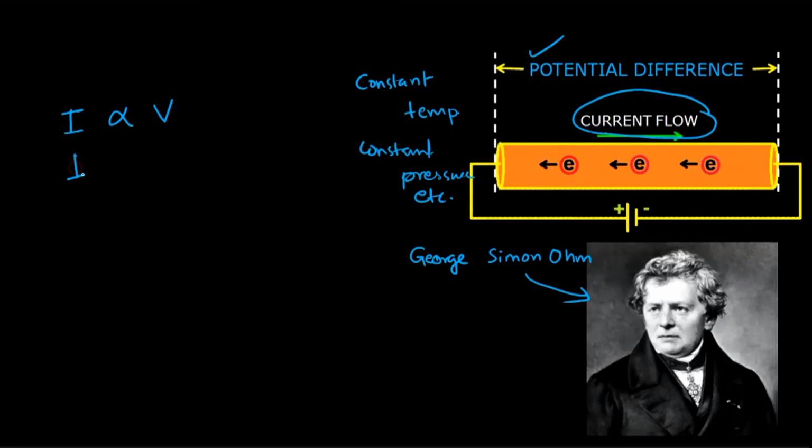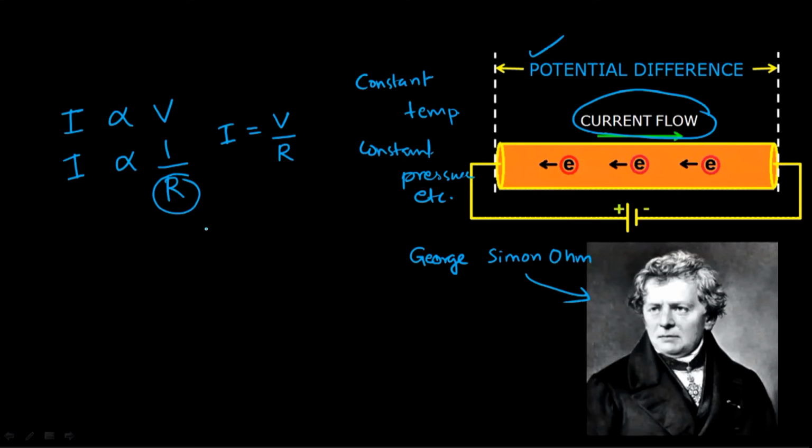that the current flowing through the conductor is inversely proportional to a property of the conductor, that is resistance. Each material has its own tendency to resist the flow of electrons. So he observed that the current flow is inversely proportional to the resistance value of the material. If we combine these, we can write I is equal to V by R.